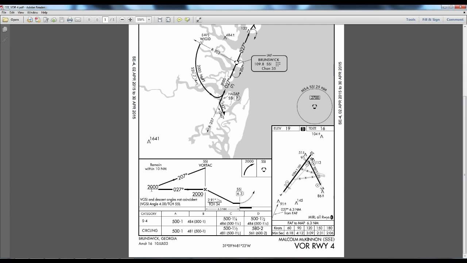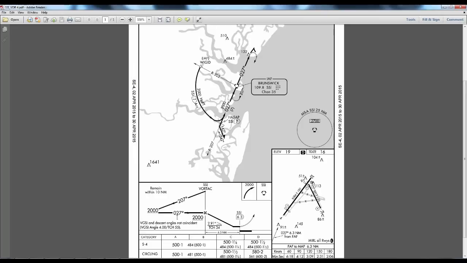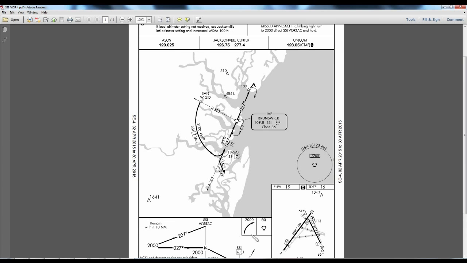So basically what that means is they're going to get you to the final approach fix altitude of 2,000 feet at or above, and within 5 miles of the Brunswick VOR, then clear you for the approach. And from there, you just fly the approach as published from the final approach fix. And that's vectors to final.